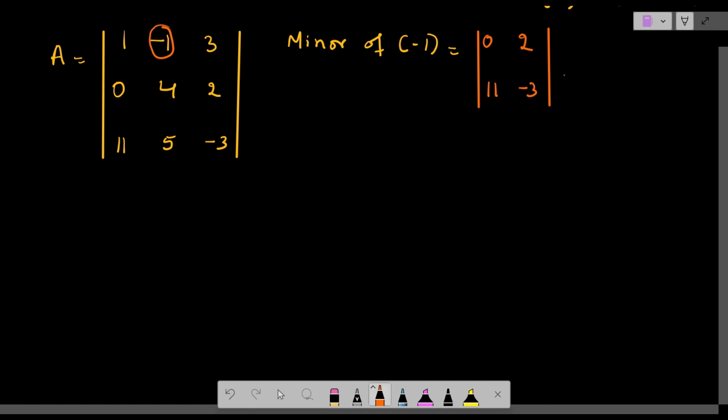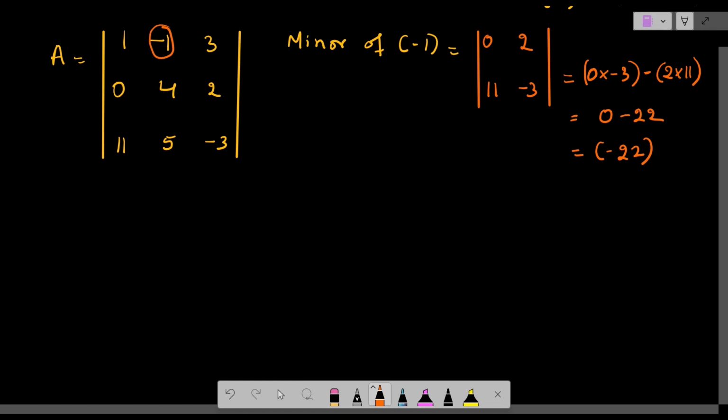Now we have to solve this. So how to solve this? Just do cross multiplication. 0 into minus 3 minus 2 into 11, isn't it? So what is its value? 0 minus 22. So the minor of element minus 1 is minus 22.